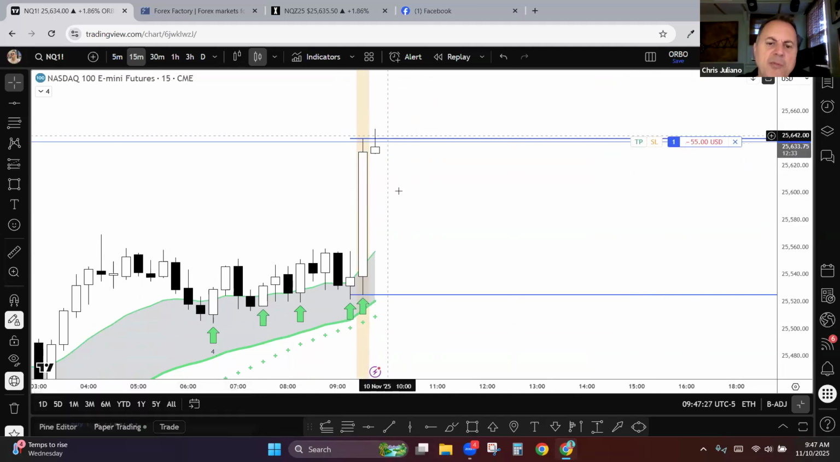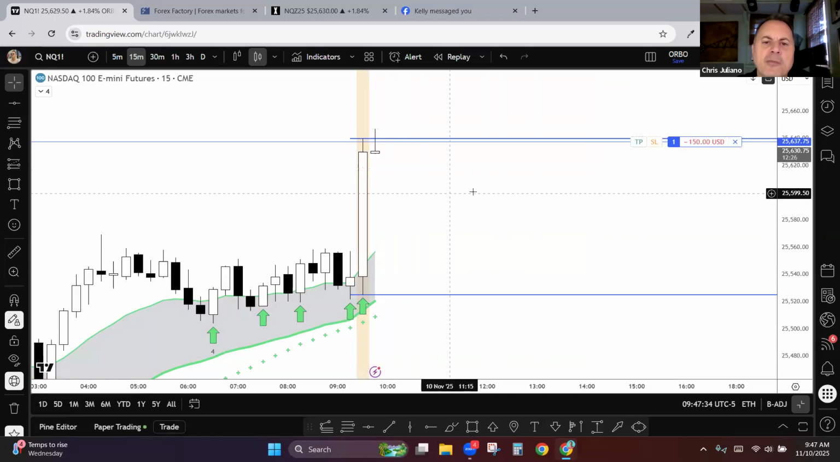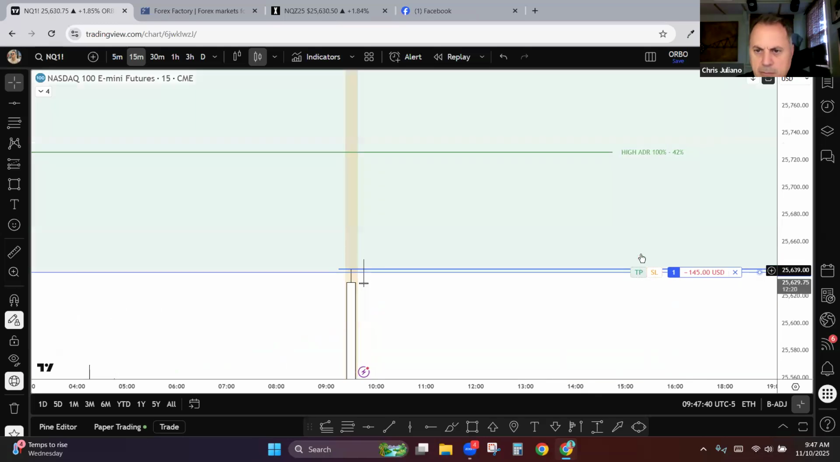Hitting that 50 simple, maybe it does a pullback. I don't know. Here comes the pullback now, right as we get into this thing. And we're going to take it right to there.